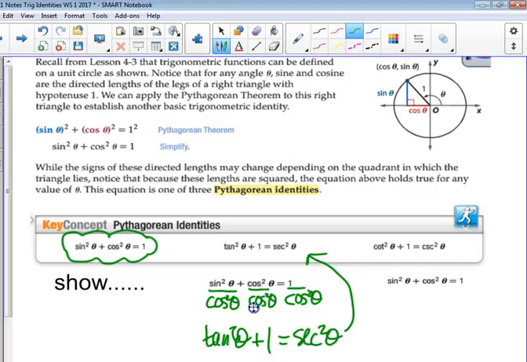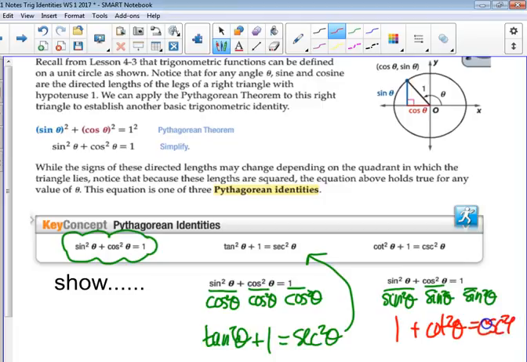Well, if we got a new one by dividing them all by cosine squared, what do you think? Take the original one and divide them all by sine squared, and what will we get? One over sine is... okay, so we found these two.